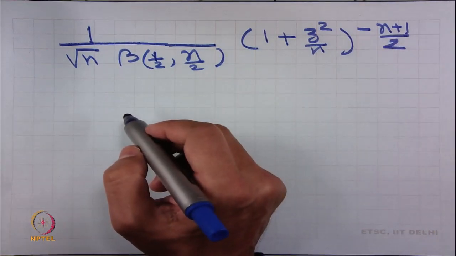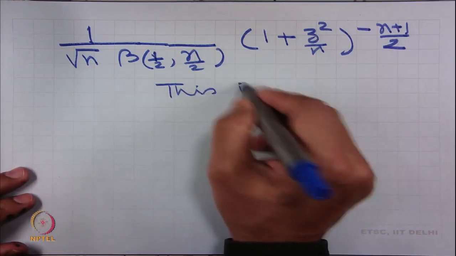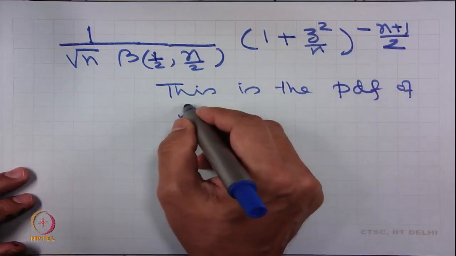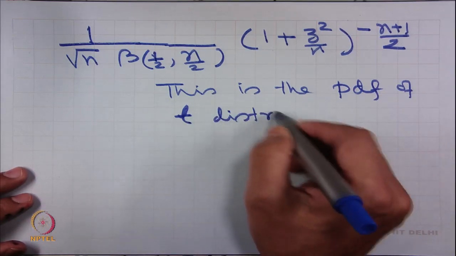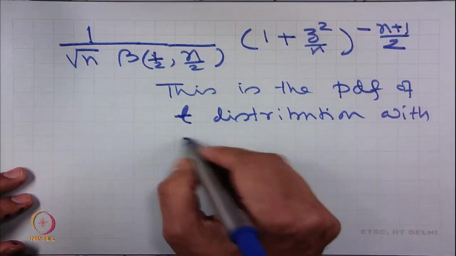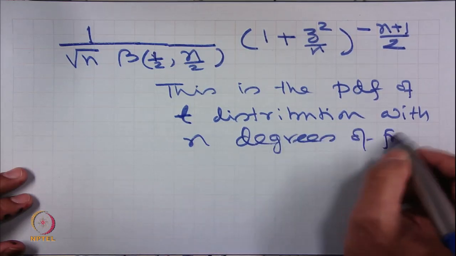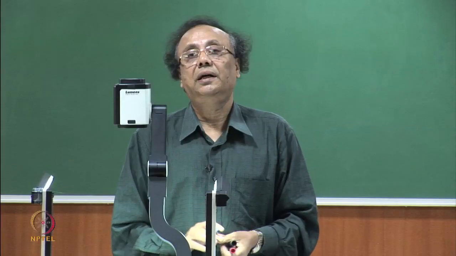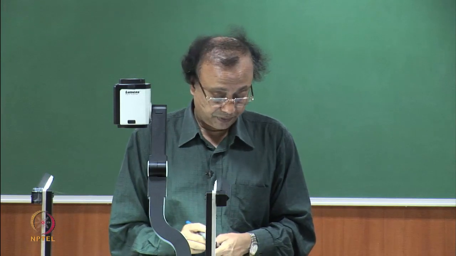So, this is the PDF of the T distribution with n degrees of freedom. Why n degrees? Because in the denominator we had a chi-square distribution which is of n degrees of freedom.